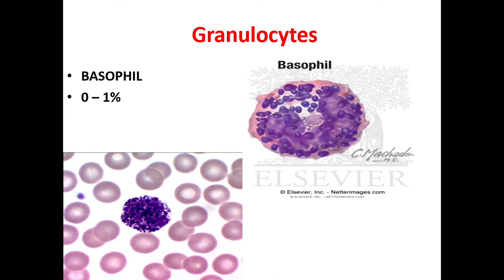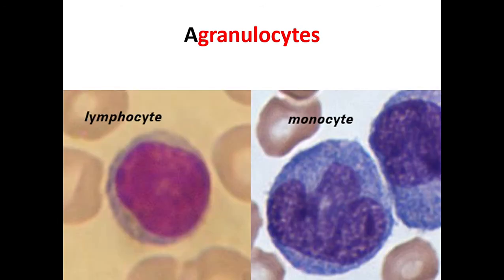Now, these granules may fill up the entire cell or may cover the cytoplasm of the cell. In a differential smear, usually they will be found at 0 to 1%. For the agranulocytes, we have the lymphocytes and monocytes. So A stands for without granules.